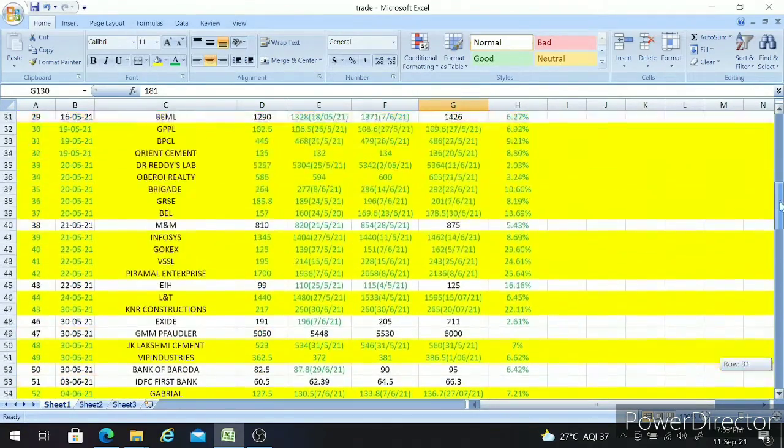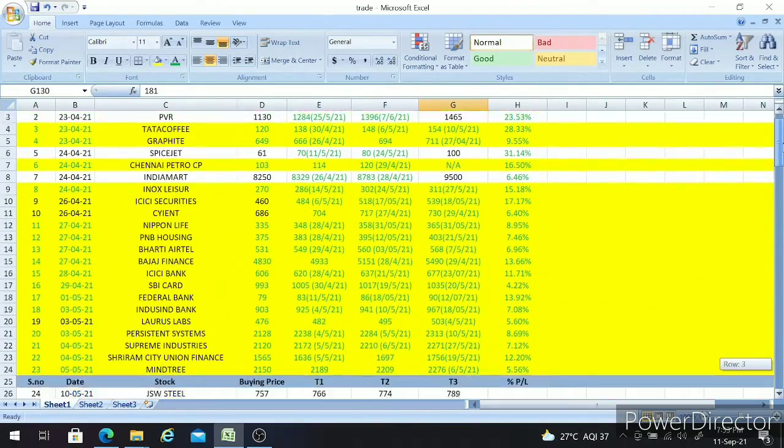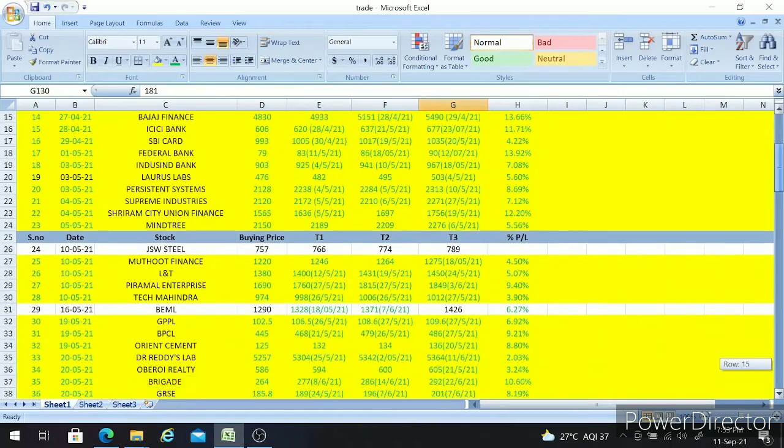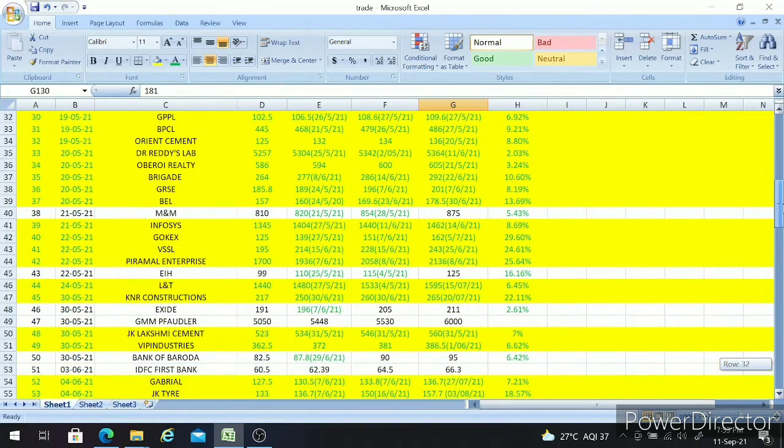This is an Excel sheet. I'm scrolling slowly so that you can select any of the stocks I mentioned previously whose targets got achieved, and you can cross verify how fairly the targets got achieved. By that itself we'll know how accurate my trading calls are, friends.